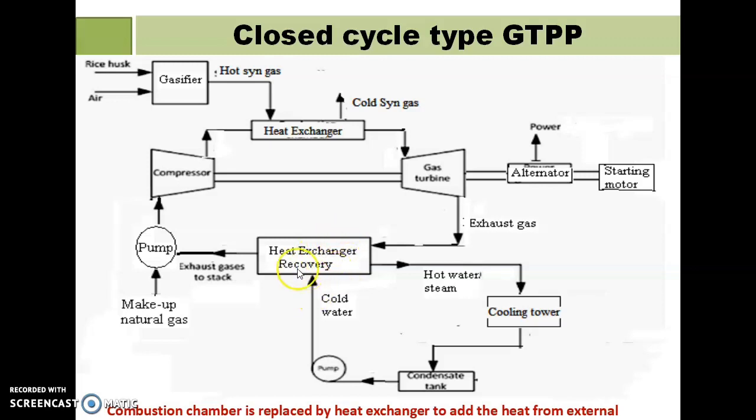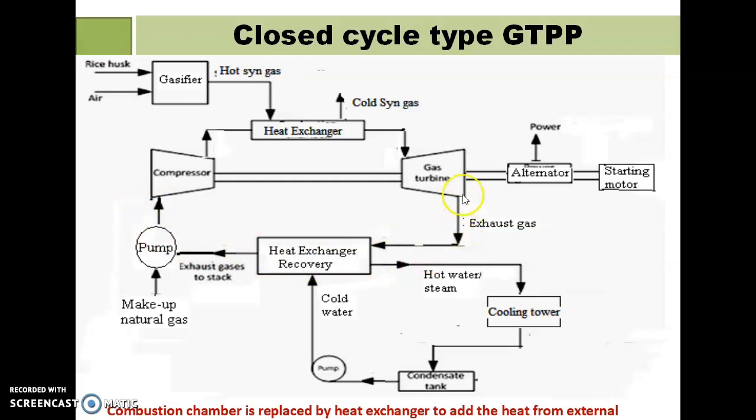So this cold water is circulated through this heat exchanger and the exhaust gases will get cooled, and those cooled exhaust gases are given to the compressor through this pump. So the cycle is closed here. The exhaust gases are not directly thrown out into the atmosphere. Instead of that, they are recirculated in the circuit. That's why the name is closed cycle type gas turbine.